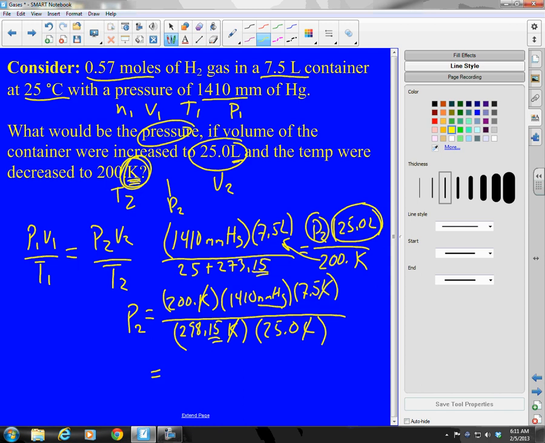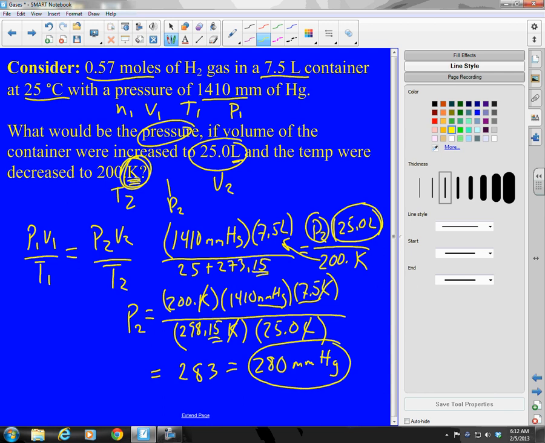And let's run the numbers. I got to start all over. 1410 times 200, times 7.5, divided by 298.15, divided by 25, and it looks to me like I get 283. How many sig figs? 2 here, so 283 would be equal to 280 millimeters of mercury. Let's check that again. Make sure I didn't make any mistakes, okay?